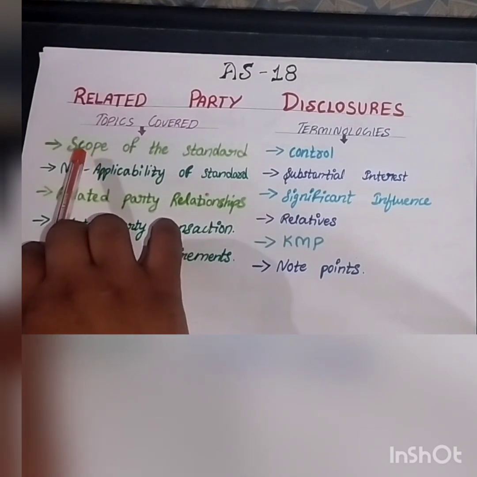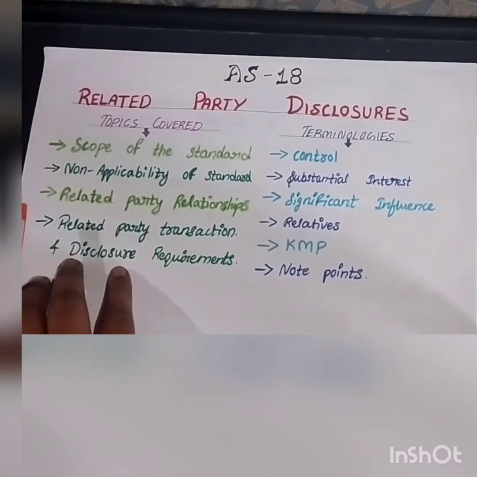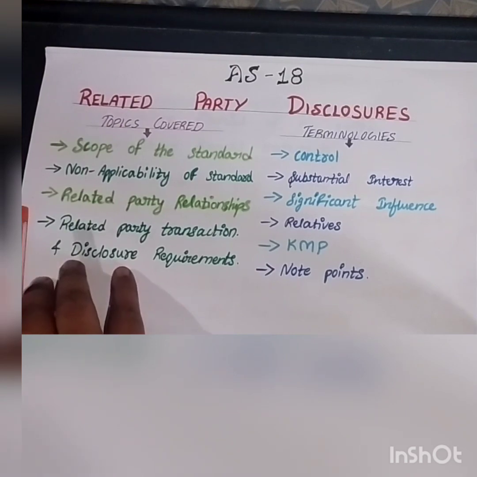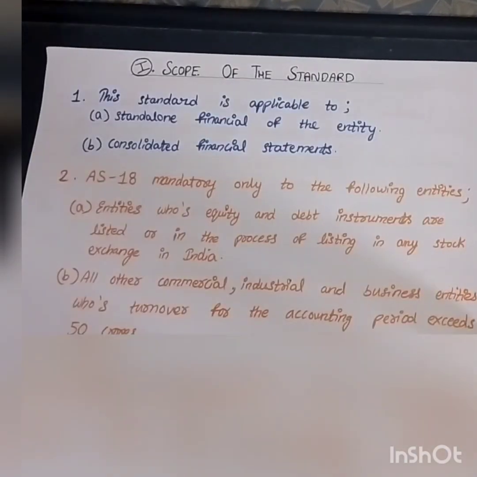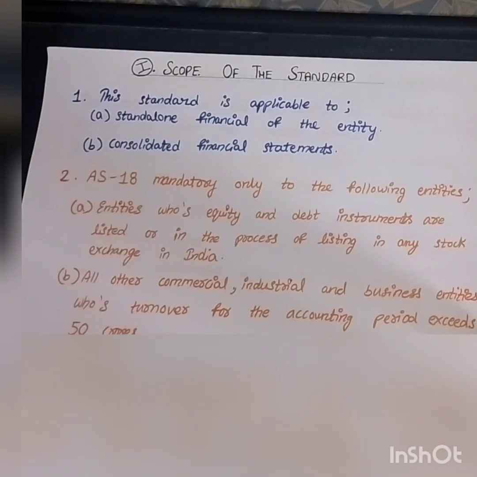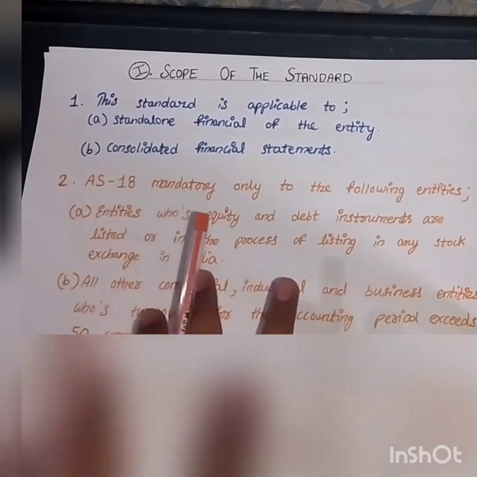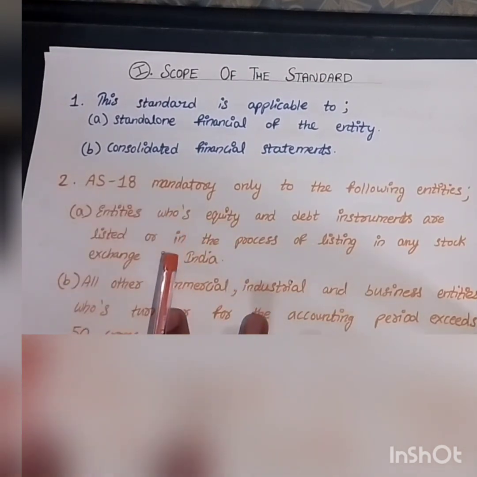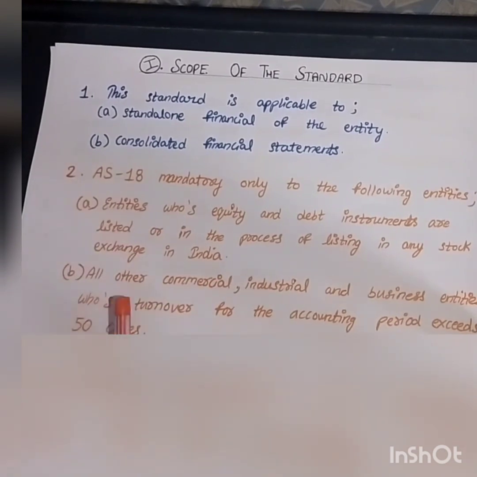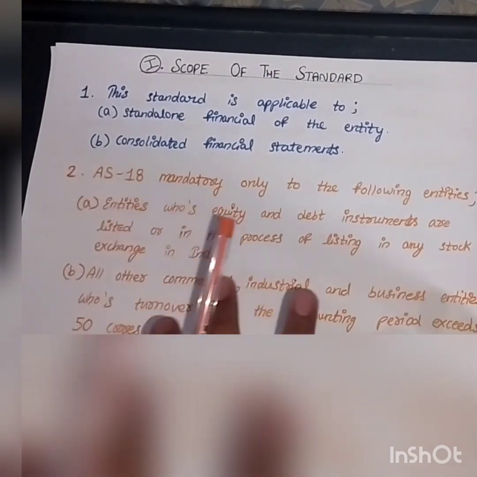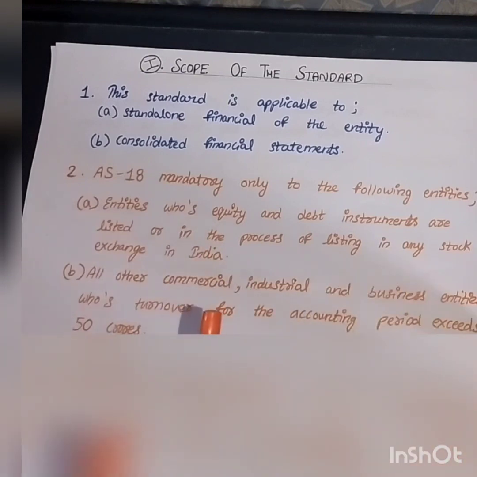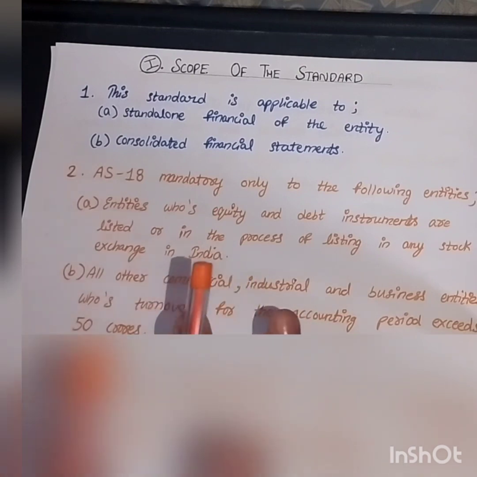So first we are going to discuss the scope of the standard, what all the related party disclosure standard covers. As you can see, these are the colorful handwritten notes written by me, which are easy to understand for everyone. Scope of the standard: as related party transactions may not take place at an arm's length price, the entity should give sufficient information about related parties and make the users understand the financial position.